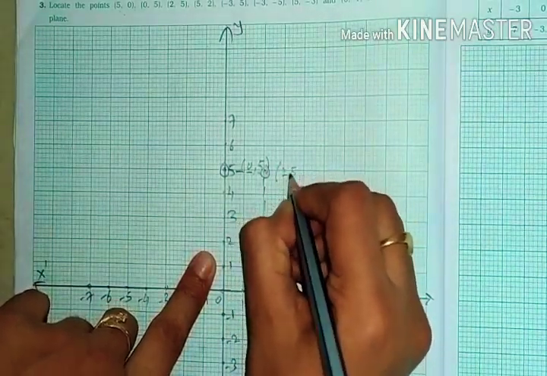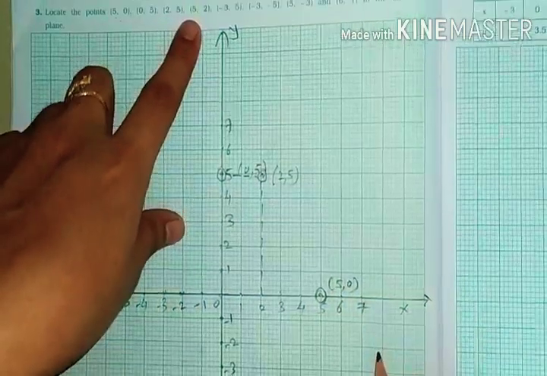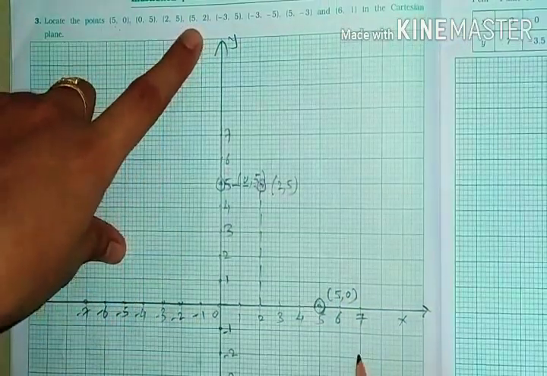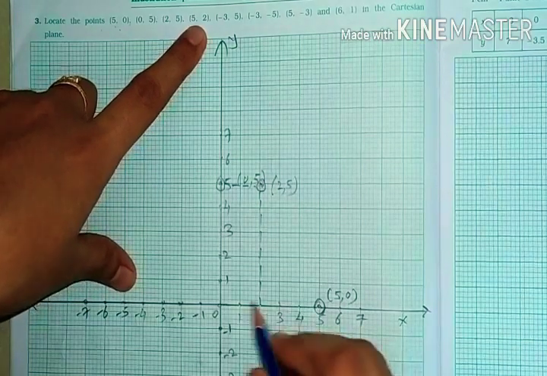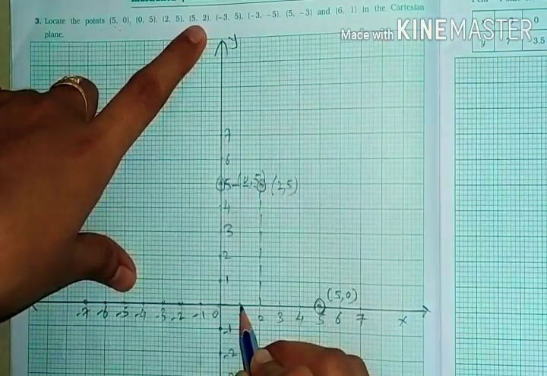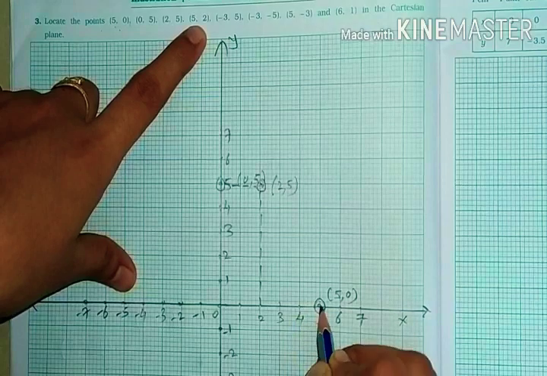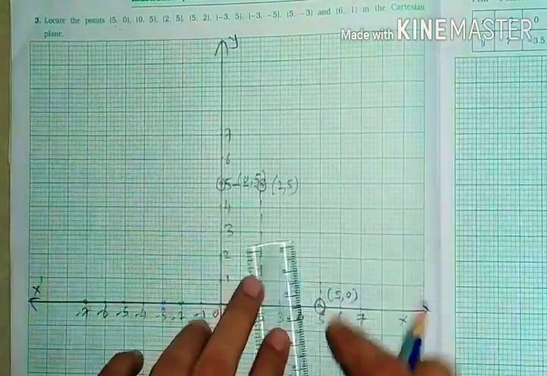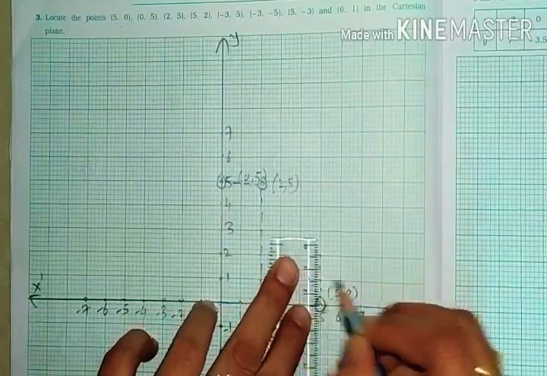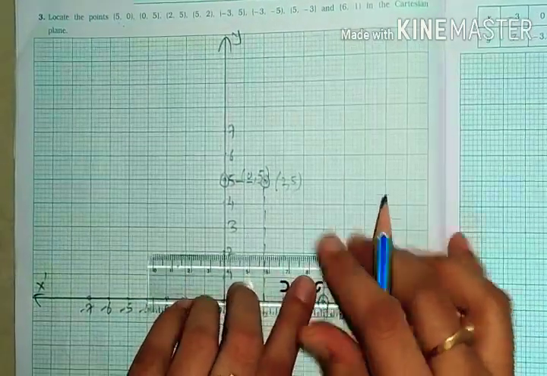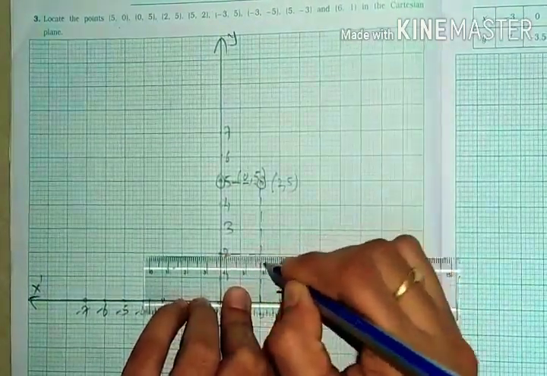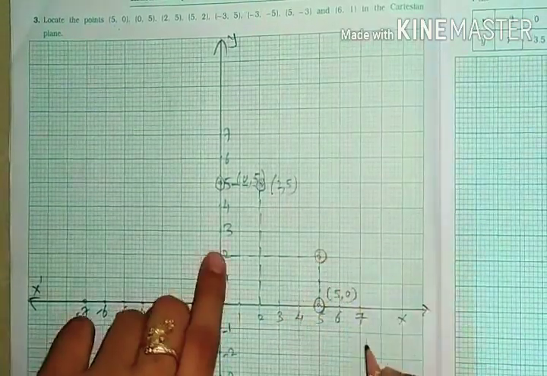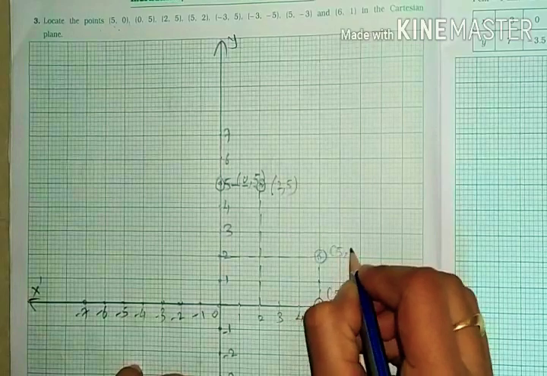(2, 5). The next point is (5, 2). X coordinate is 5 and y coordinate is 2. X coordinate 5, 1, 2, 3, 4, 5 and the y coordinate is 2. Here is the y coordinate. We can take the value of y coordinate as 2. (5, 2).